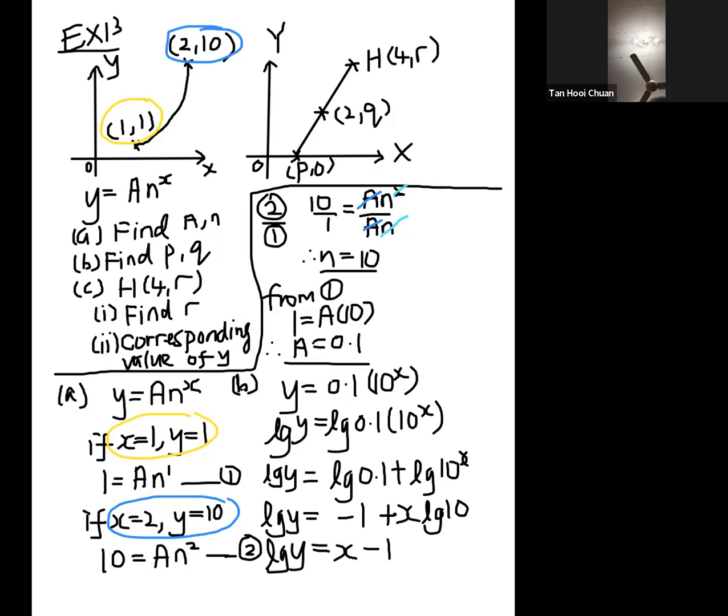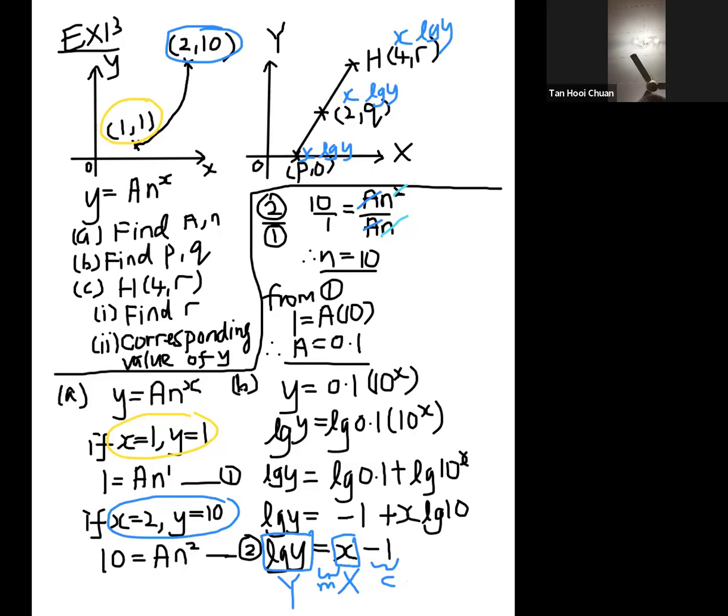So immediately you know this is the gradient, your m is 1, your c is -1. Okay, so what you can do is you sub in 1 by 1. So your x is still x, but the y is lg y already, lg y. So you sub in 1 by 1 to get your value.